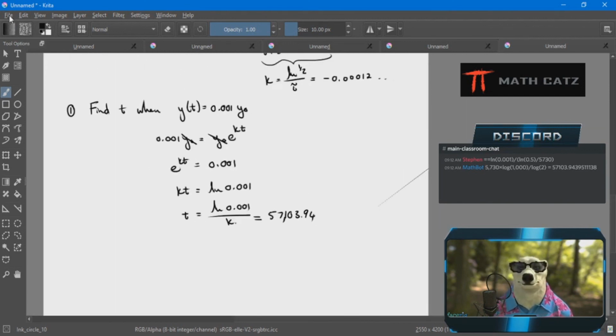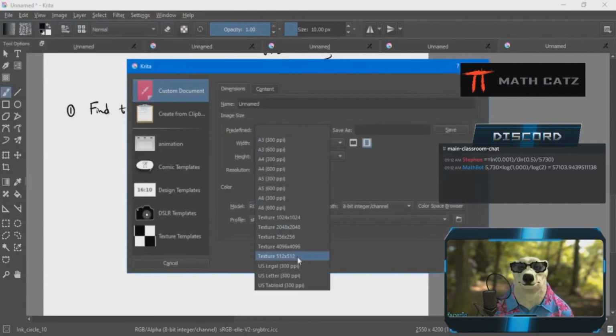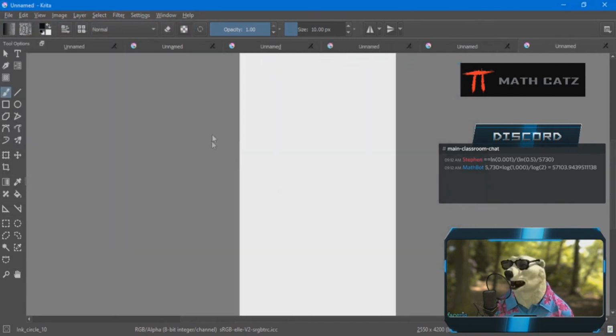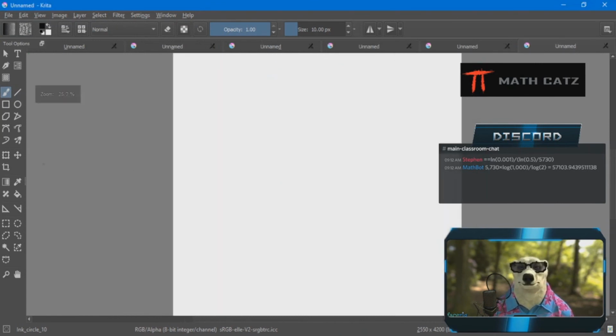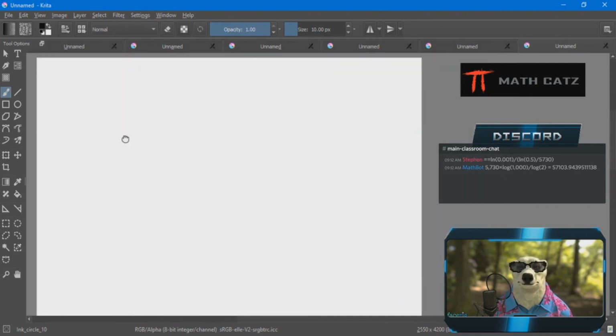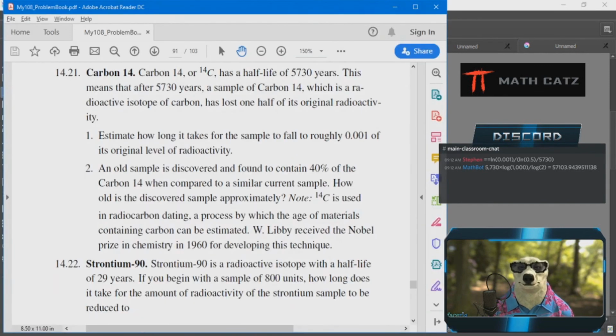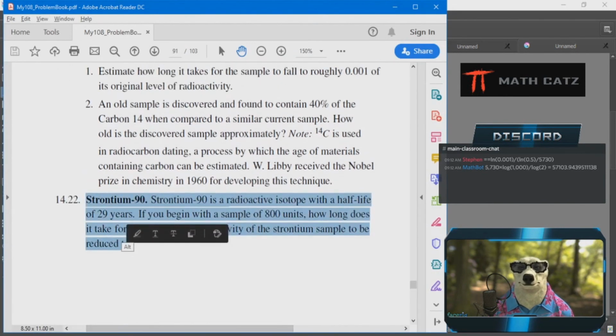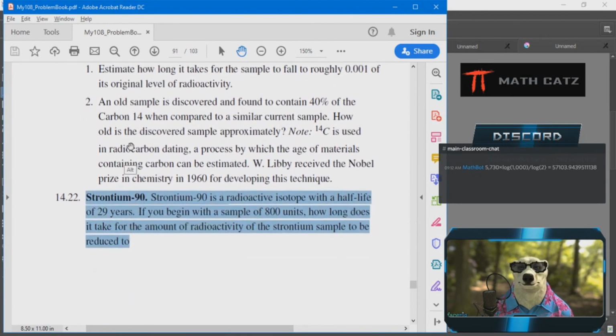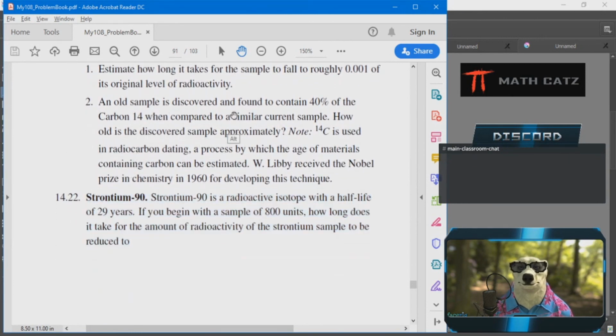Let's make a new page for this last bit. And again, just trying to squeeze everything in so there are no surprises for the kinds of questions. Let us see, where's the question? Okay, so here we go. Number 2. An old sample is discovered and found to contain 40% of the carbon-14 when compared to a similar current sample. How old is the discovered sample approximately?